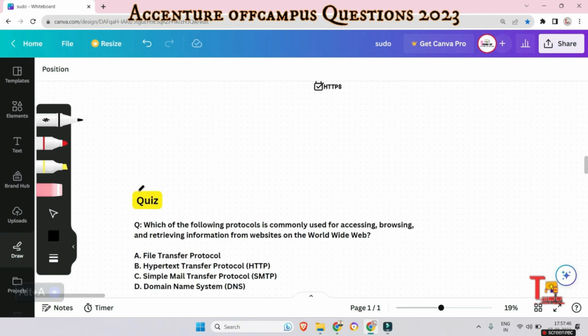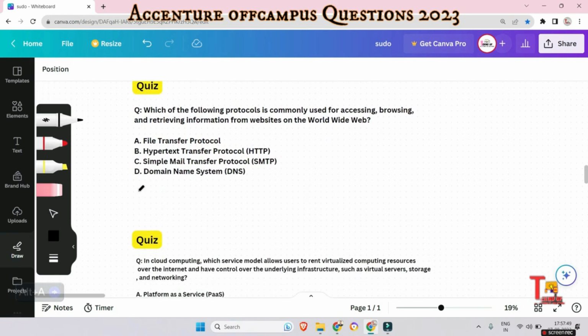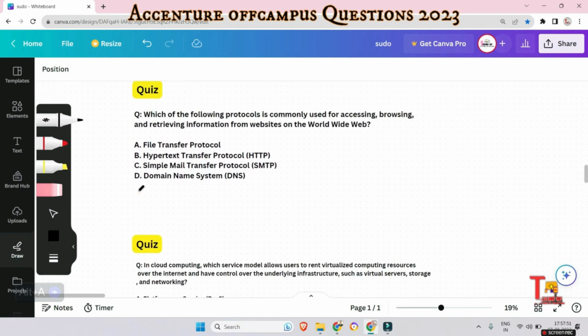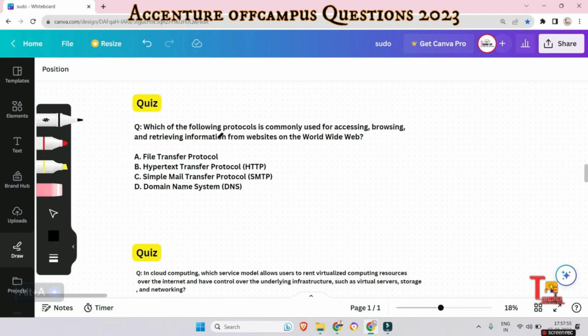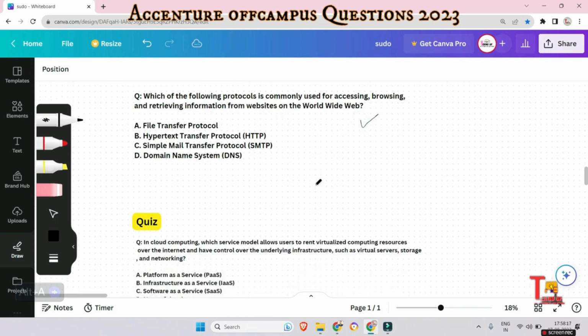So these were the questions for today's session, but these two questions are for you to answer, right? The first question is, which of the following protocols is commonly used for accessing, browsing, and retrieving information from websites on the world wide web? If you have watched the previous slides very carefully, then you can answer the question, right?